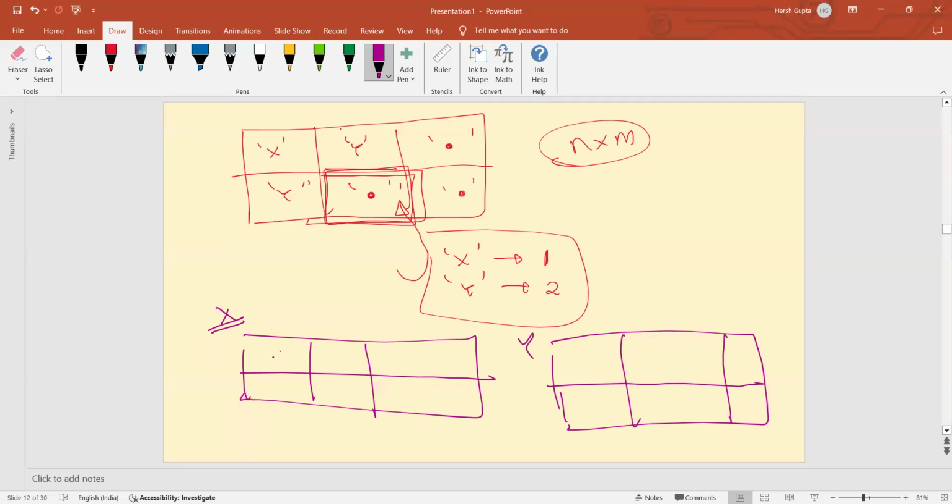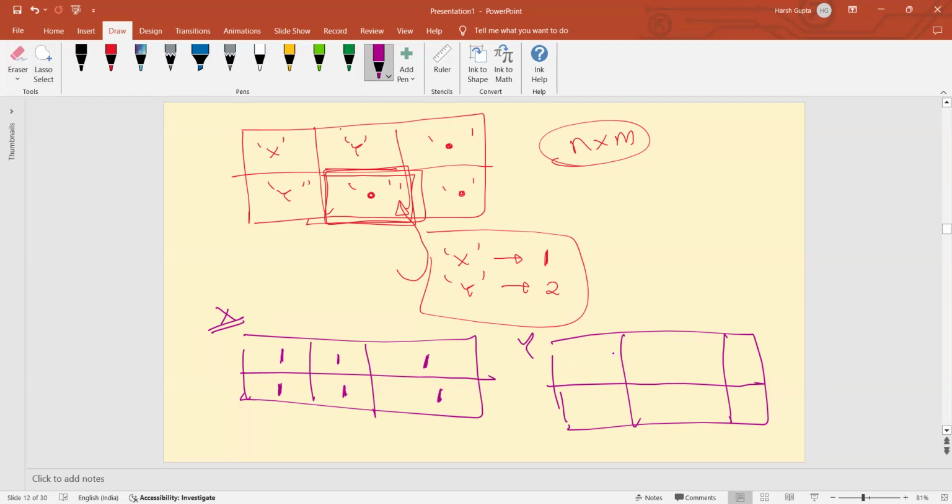Till this particular point, the number of x was 0. Till this particular point, the number of x was 1. Till this particular point, it was again 1, again 1, again 1, and again 1.